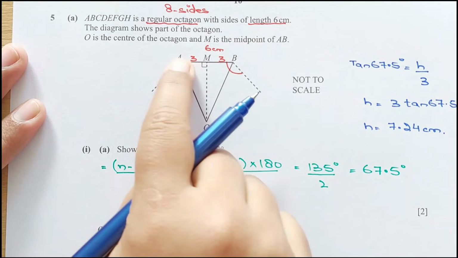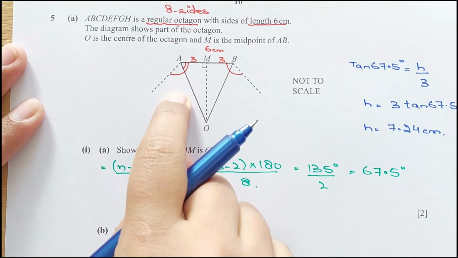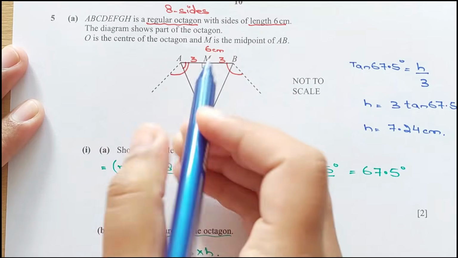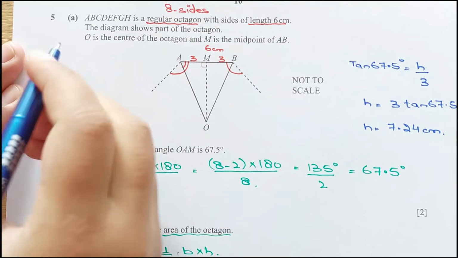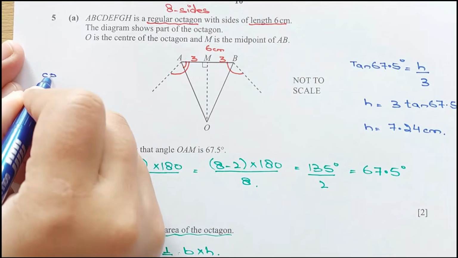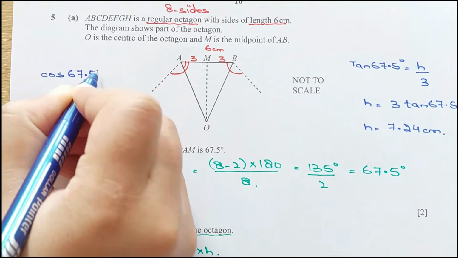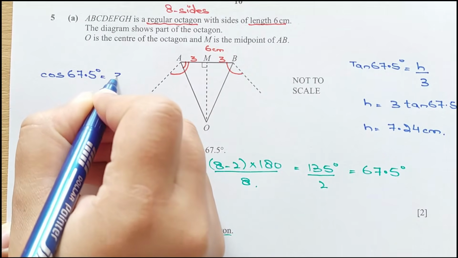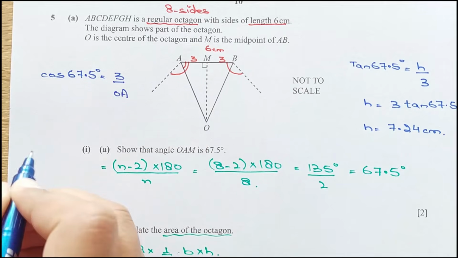So now we have this angle we have been given. This is the opposite side, adjacent, and the hypotenuse side, right? So we have the adjacent side. We need to find the hypotenuse OA. So which trigonometric ratio do we use? We have to use cos. Cos of 67.5 degrees is the adjacent side, 3, over the hypotenuse OA, that is the radius, right?